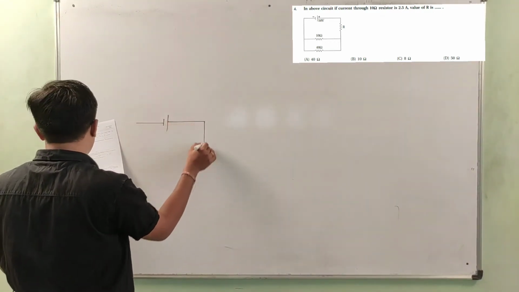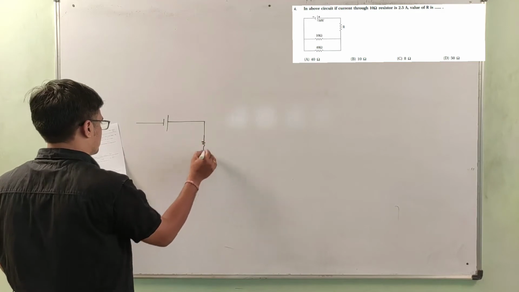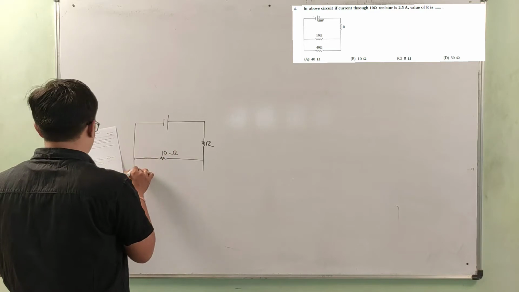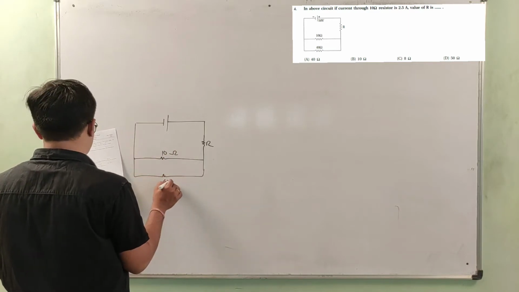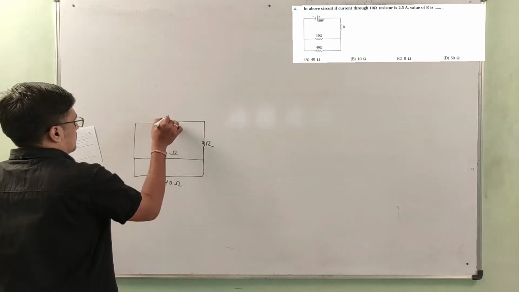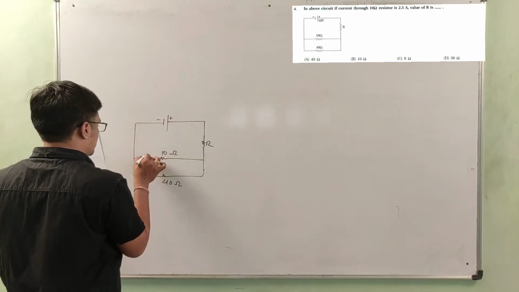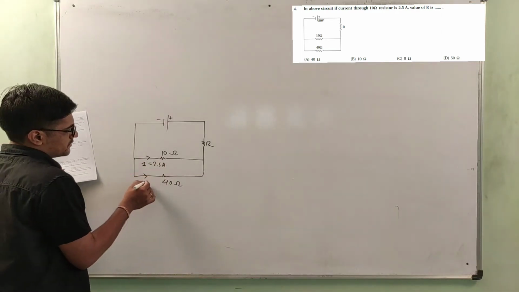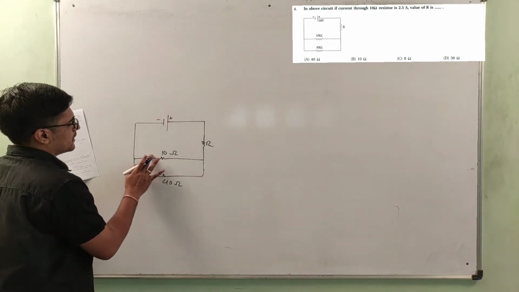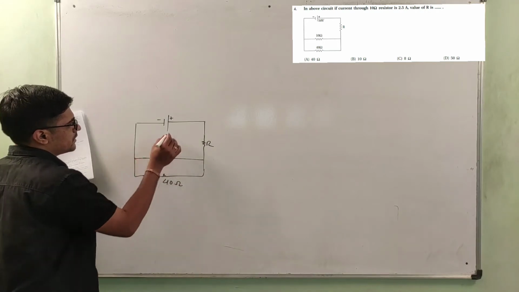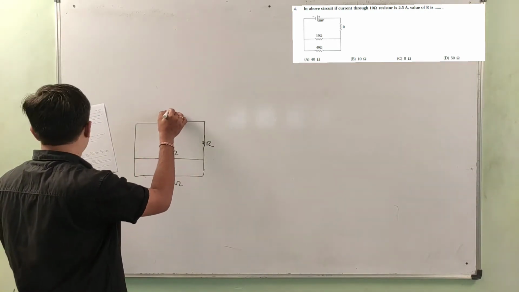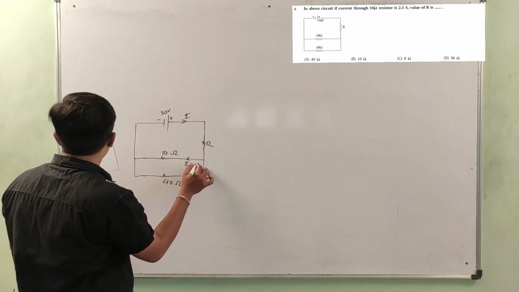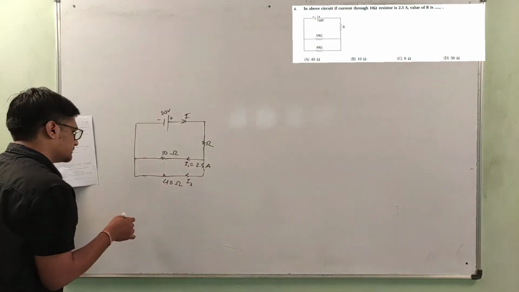In the given circuit, the current flowing through the 10 ohm resistor is I = 2.5 ampere. Consider the current flowing through this 40 ohm resistor. The current coming from the positive terminal of the battery is I, which gets divided here into I1 and I2. This I1 is equal to 2.5 ampere. Then what is I2?